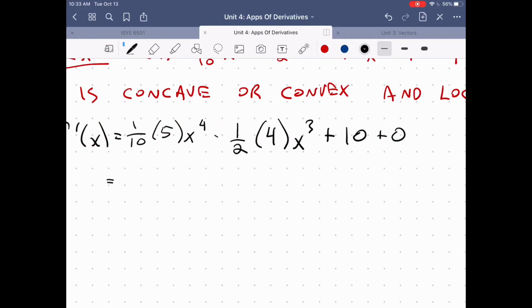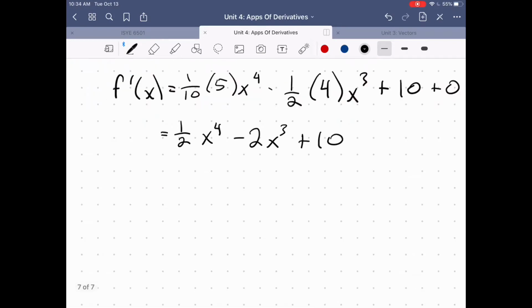1/10 times 5 would be 5 over 10. That reduces to 1/2. 1/2 times 4 is a 2, so that would be negative 2x cubed plus 10. Now that I have the first derivative, I can take the derivative again, and that will give me the second derivative.